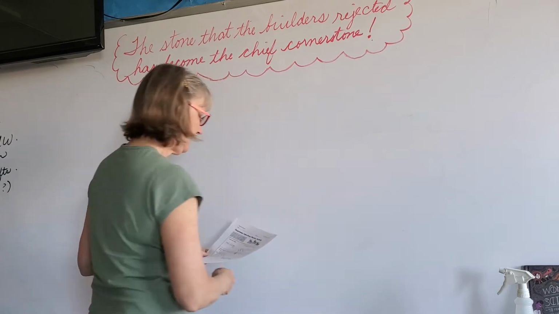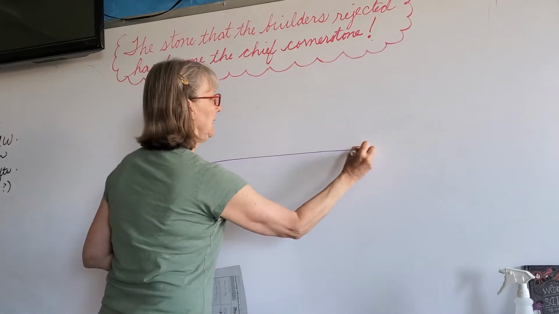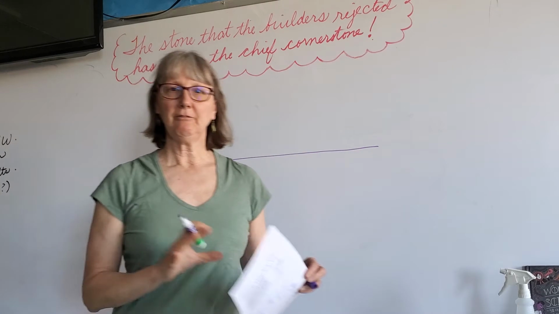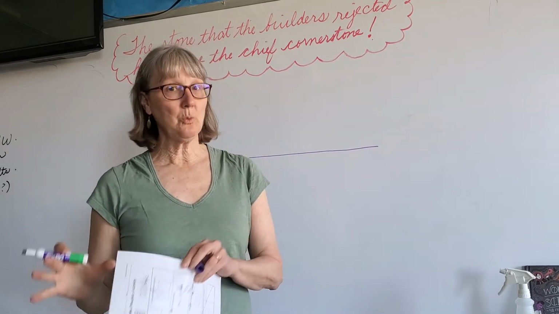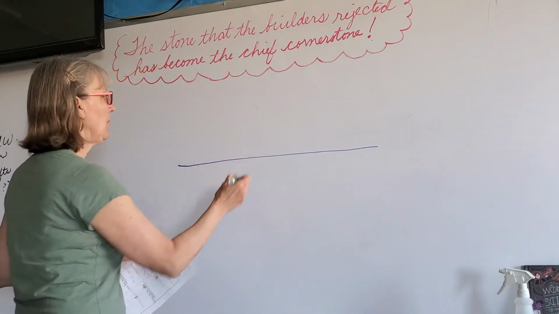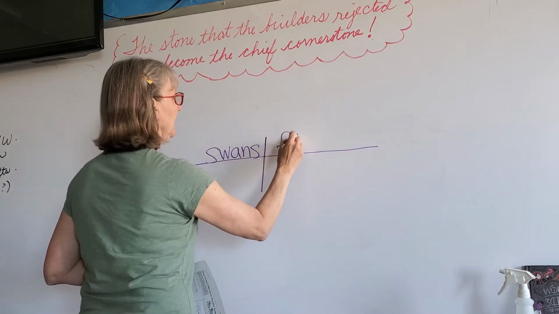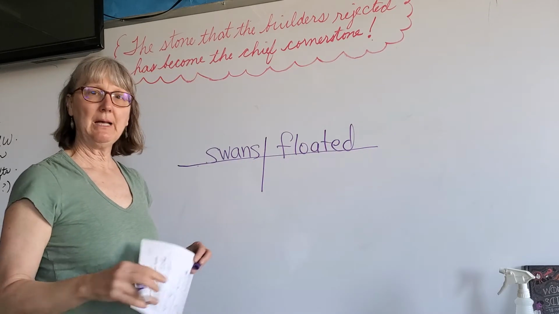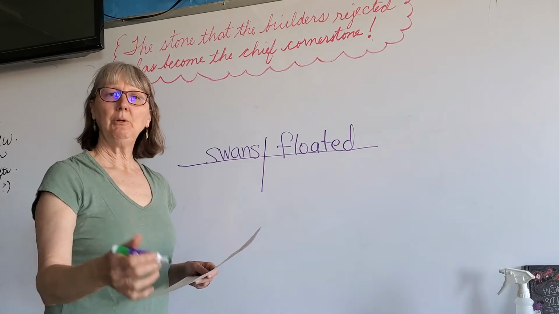Okay, the beautiful white swans floated. The beautiful white swans floated. Let's break it down. What are the main two words in there? The simple subject is swans. The simple verb is floated. Swans floated. So that's going to go on top. Let's start with the easy part. Swans floated. That's the kernel of our sentence. That's our simple subject and our simple verb. But now we have to add in all the modifiers. What kind of swans? The beautiful white.